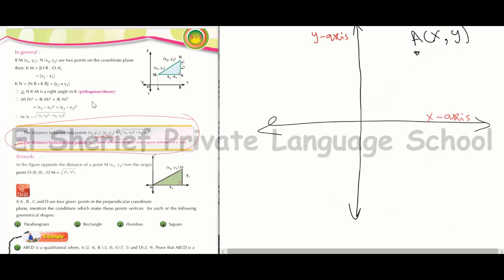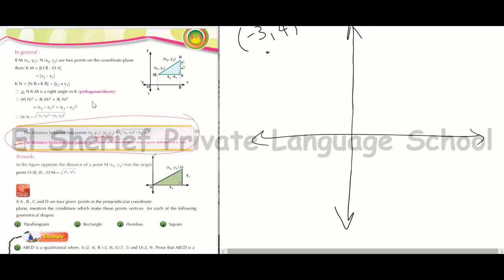Now the distance between any point and either of the two axes. If we want to find the distance between point A and the x-axis, it equals the absolute value of the y coordinate in this point. Again, the distance between any point and the x-axis equals the absolute value of the y coordinate. And also, the distance between any point and the y-axis equals the absolute value of the x coordinate.